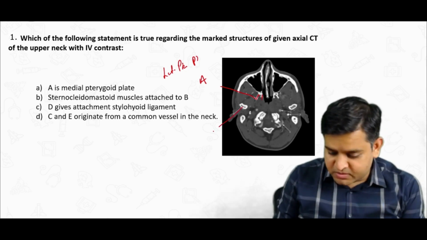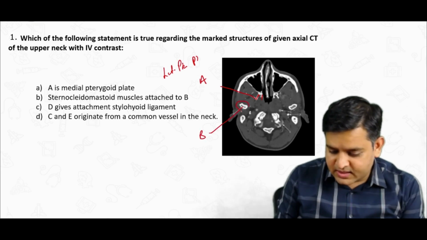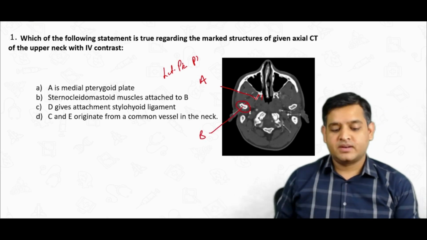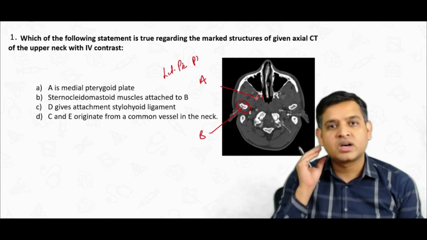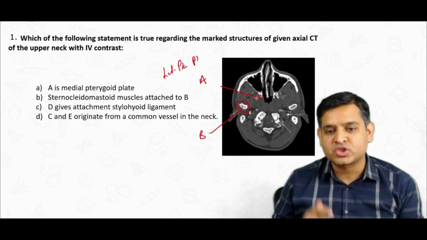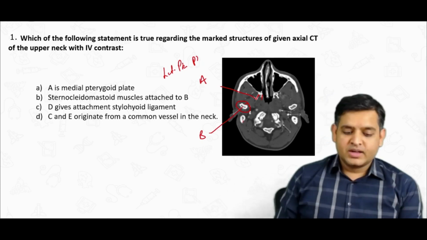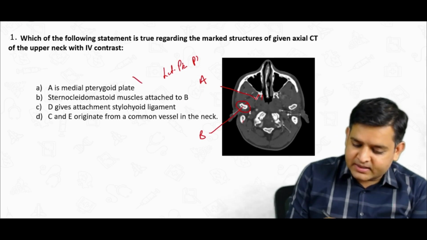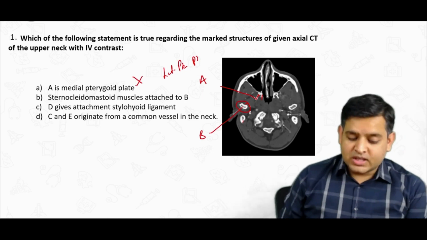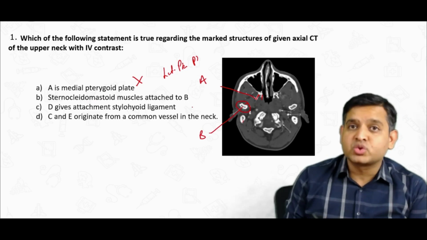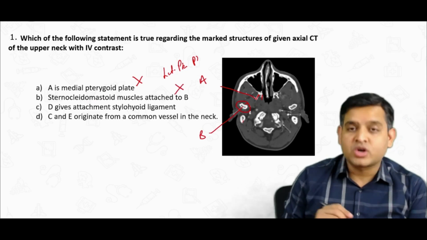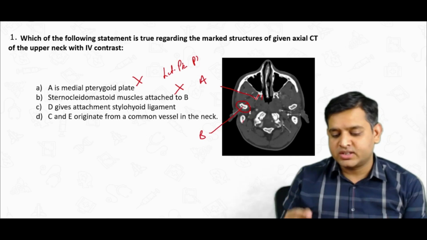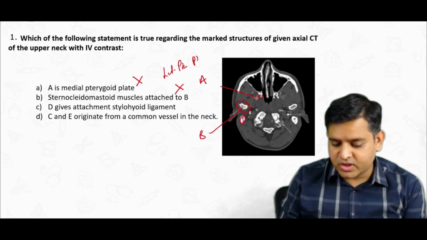Now, the structure marked as B is the head of the mandible. This is not the mastoid process. This is the mastoid. So A is the medial pterygoid plate. That is wrong. Sternocleidomastoid muscle attached to B? That is also wrong. That is not a mastoid process. This is the mastoid process.